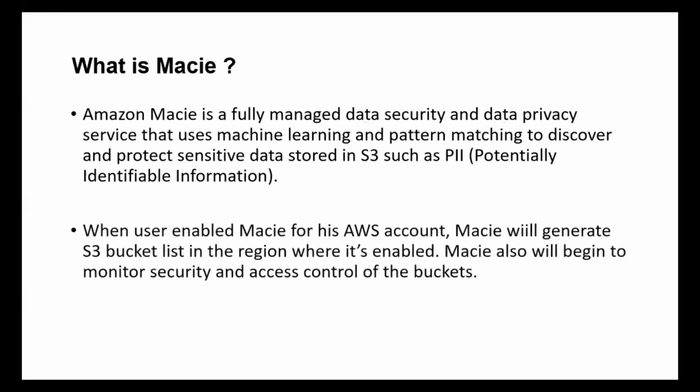So when a user enables Macie for their AWS account, Macie will generate the S3 bucket list in the region where it is enabled. So basically Macie is a region-specific service. And the moment Macie is enabled, it will start to monitor the S3 buckets available in the same region as Macie. It will also begin to monitor the security and access control of the S3 buckets, and at the same time monitor the S3 buckets for any sensitive or PII information.